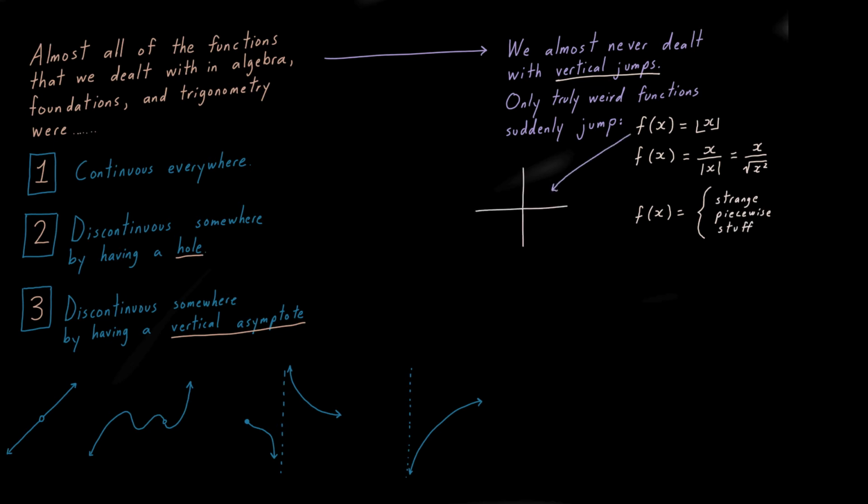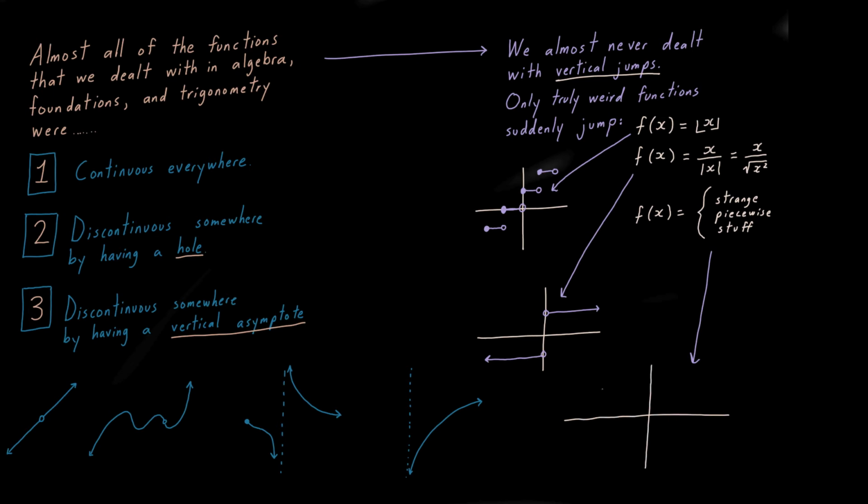But the only functions expressible in a single row after that equal sign that exhibit vertical jumps are these two up here. The step function, which I've graphed like so, and then x over the absolute value of x, and of course variations on them. And piecewise things. But again, the first two are the only ones you can express in a single line, in a single row. Well, why is this significant? Well, let me tell you.